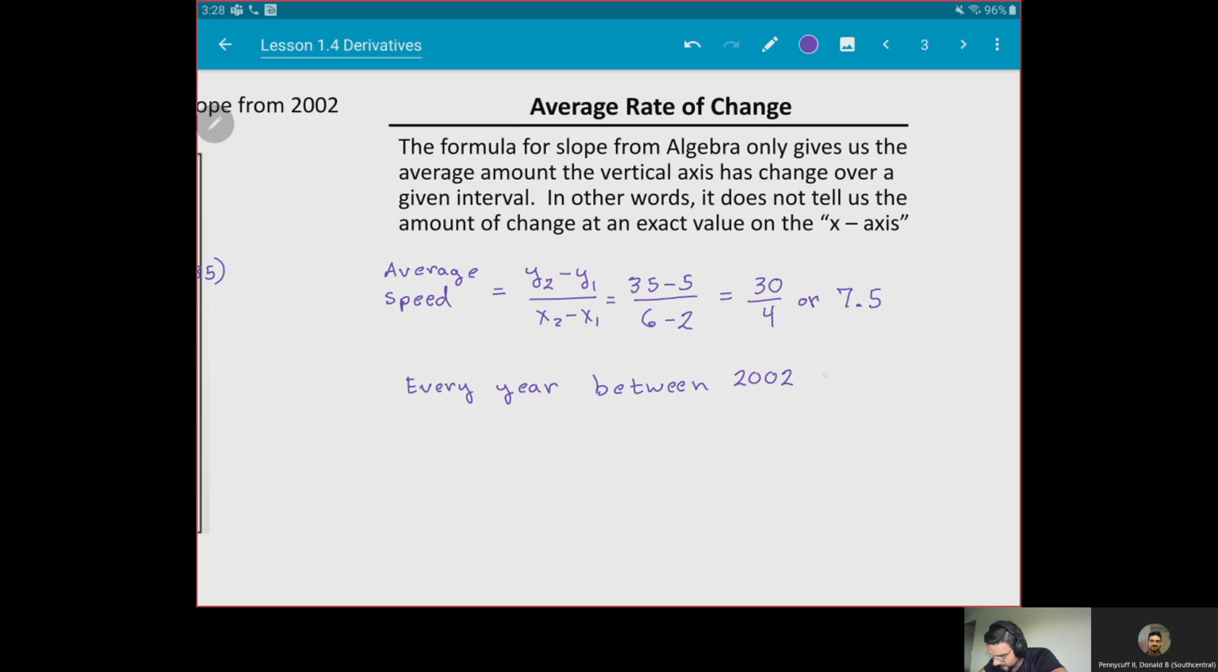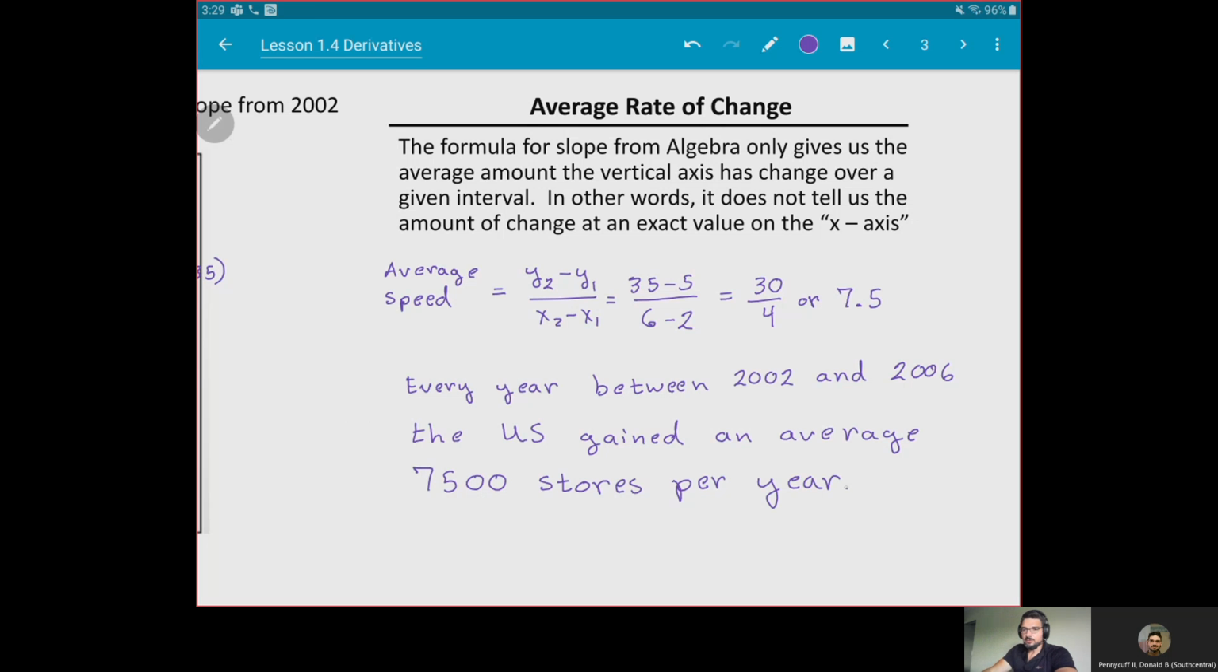2002 and 2006, the U.S. gained an average of 7,500 stores per year. Boom. So when you're dealing with slope, you are dealing with the average increase or decrease between 2 moments in time. That's all it is.